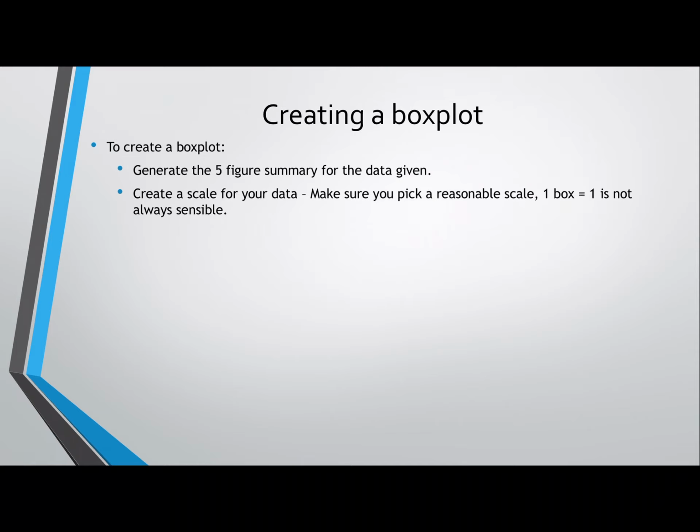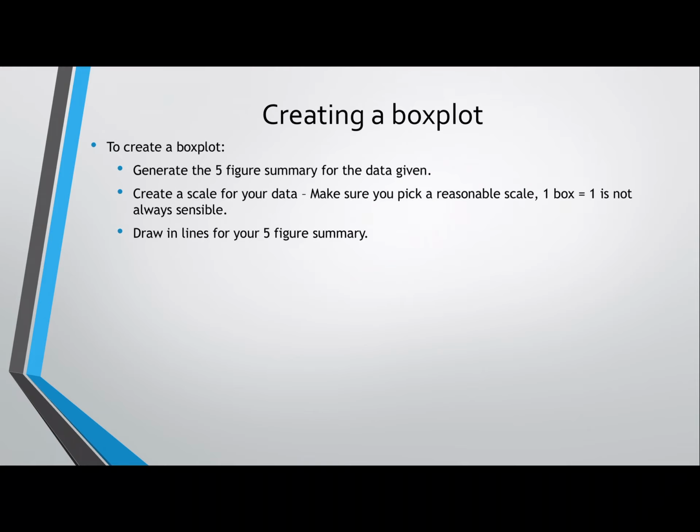So we draw effectively a number line along the bottom, and then we create our box plot above it. You have to make sure you pick a reasonable scale. So 1 box equaling 1 is not always sensible. It may be the case that you want 1 box to be 2. It might even be 1 box is 10, especially if you've got big jumps between your numbers.